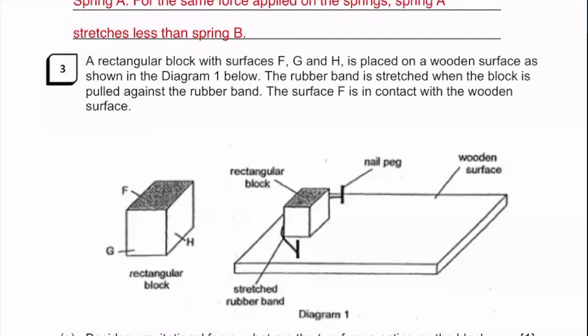Now, for question 3, you have here a rectangular block with surfaces F, G, and H, which is placed on a wooden surface. Obviously here you have a rubber band that is stretched. When the block is put against the rubber band, surface F is in contact with the wooden surface. Now, if I ask you what are the two forces acting on the block when the block is released?